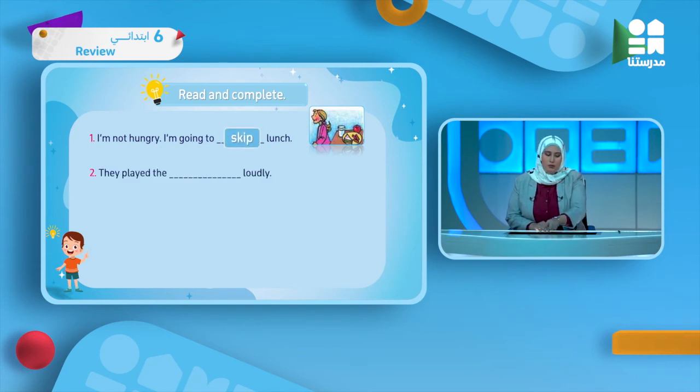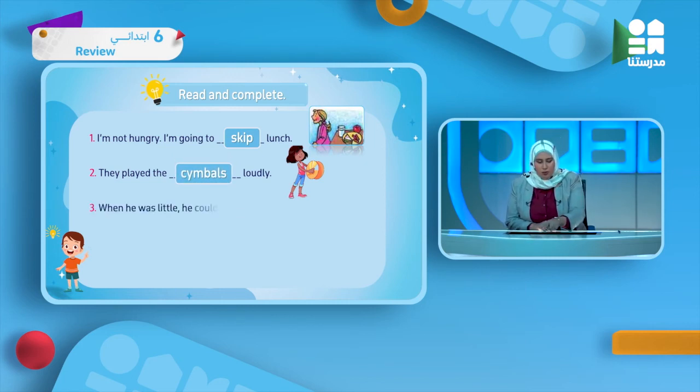All right, moving to number 2. Number 2 says they played the A loudly. They played the something loudly. طبعا هيبقى musical instrument. Let's check the picture. What's this picture? She's holding in her hand. What's she holding in her hand? Cymbals. They are called cymbals. They played the cymbals loudly. Very good. Moving to number 3.